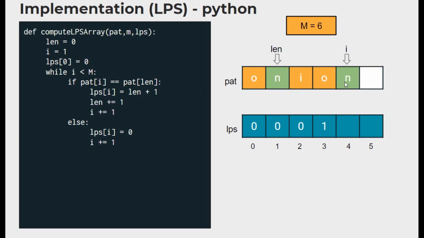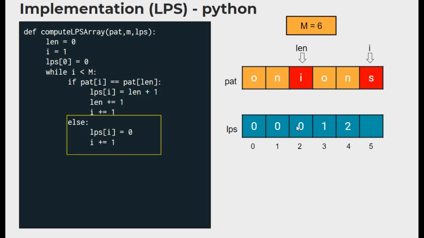These two characters match, so this code will be executed, and we will assign length plus 1 to LPS of I. Length is now 1, so 1 plus 1 is 2, and it is correct because the length of the longest prefix that's also a suffix is actually 2. And again we increment both the pointers. Now there is a mismatch, so we just put a 0 here and increment I, and we reach the end of the string. So that's it, we have computed the LPS and it seems to be correct, but the else part here needs some changes. We will see why with a different example.